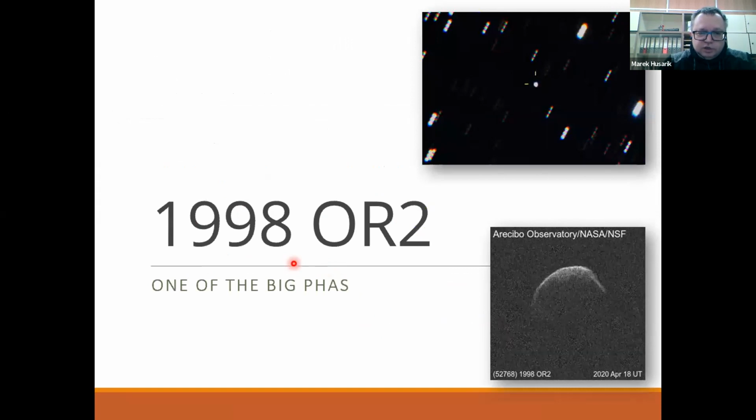The second asteroid we observed is 1998 OR2. This asteroid was one of the big potentially hazardous asteroids. Here is a typical image from our telescope. It was done in three filters. This is the picture from radar.